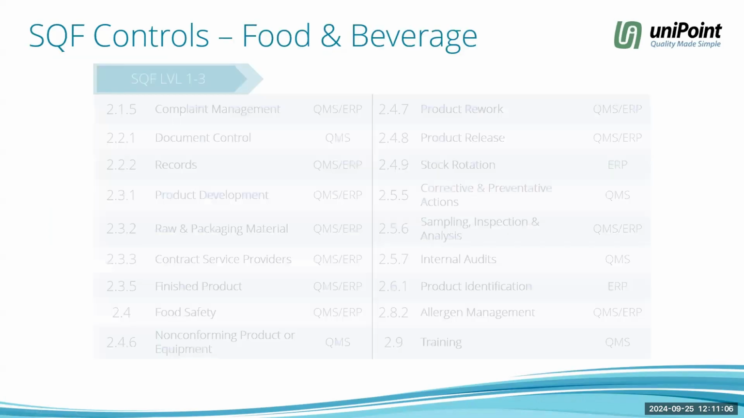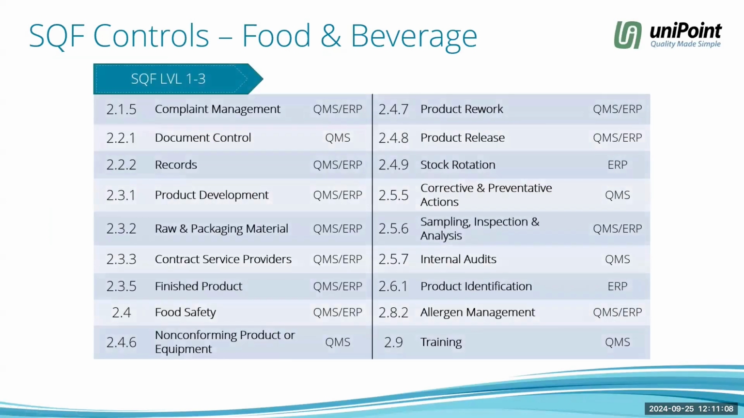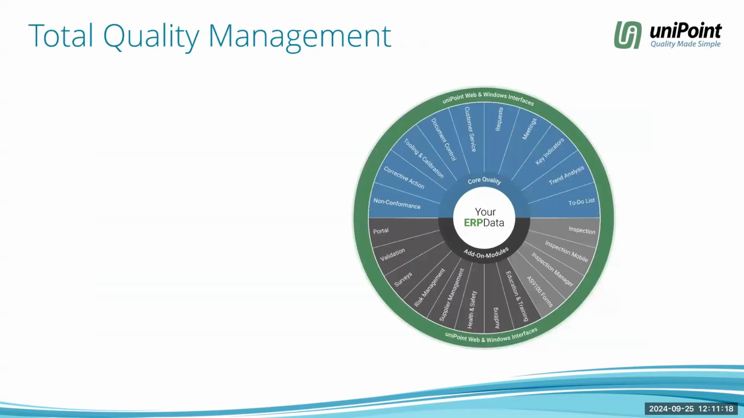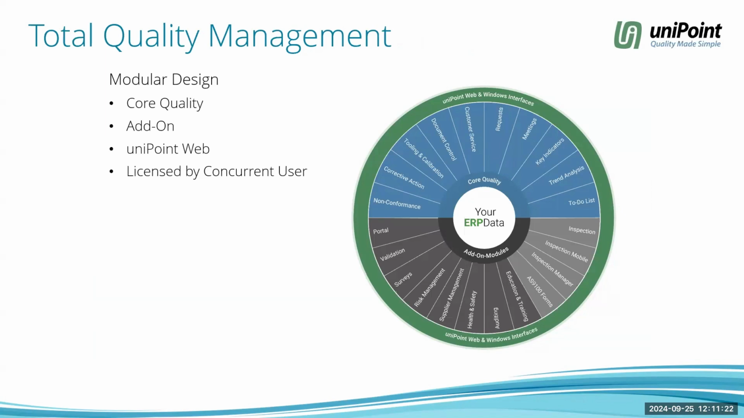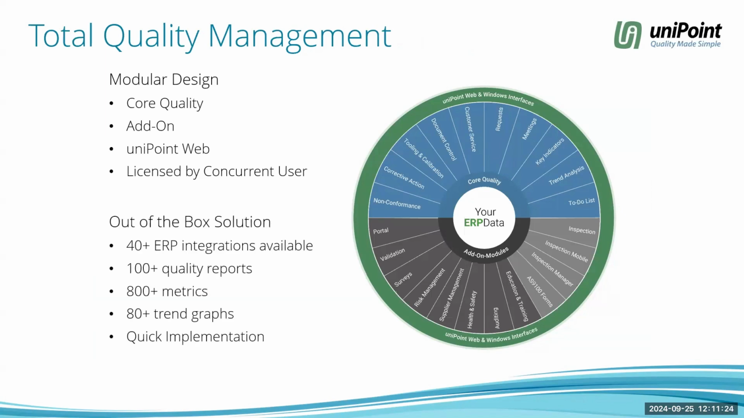And then I think this is my last slide just on the certifications. If you're in food and beverages, SQF, ISO 22000, again, we've got your bases covered. The way that we're able to address all of these distinct industries with their specific requirements is that uniPoint is a modular approach to quality. So it's not a one-size-fits-all system. You can pick and choose your modules based on your needs.